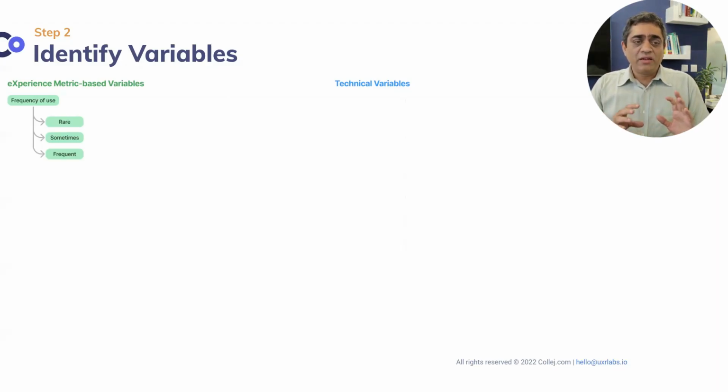So let's first stop and think about what the variables are. If you were to do it, you may find different variables for your context. This is not a complete list of variables, but it is a good start. Let's look at the first one, frequency of use. Most users might use the product rarely, or sometimes, or frequently.